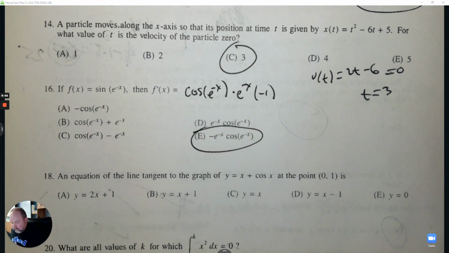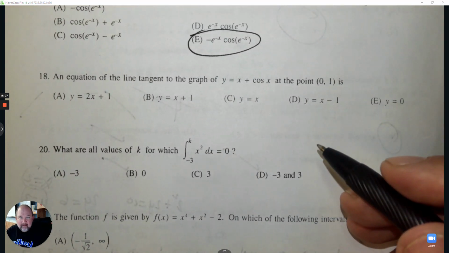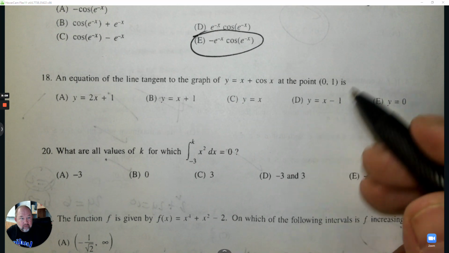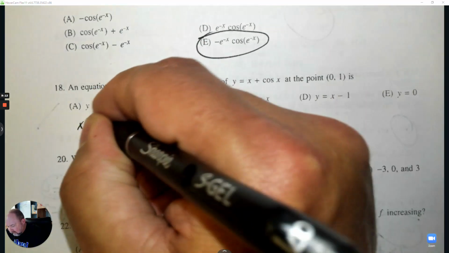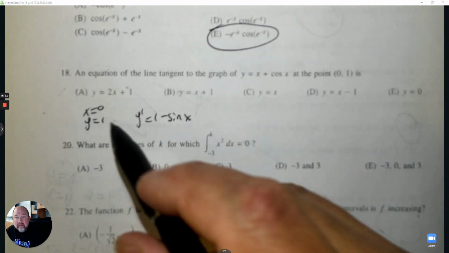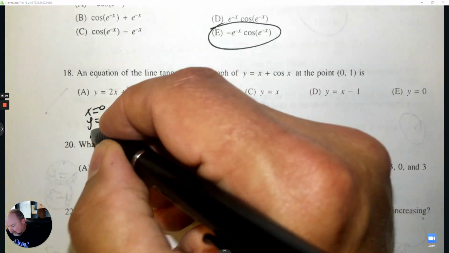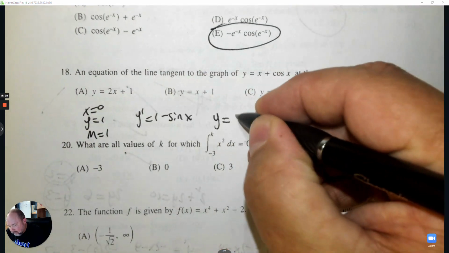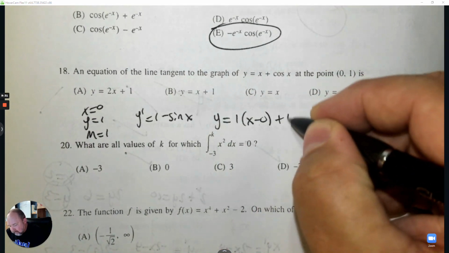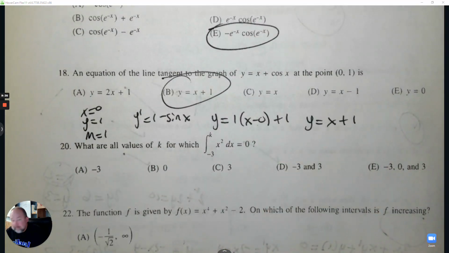Number 18. Find an equation of the line tangent to that graph at that point. That's derivative. So first of all, I know x and y. So we have x and y. I got it. The derivative of that is 1 minus sine x. Then when I plug in 0, sine at 0 is 0. So I'm just left with 1 for the slope. So the slope is 1, x minus 0 plus 1. So I got y equals x plus 1. So the answer is B.